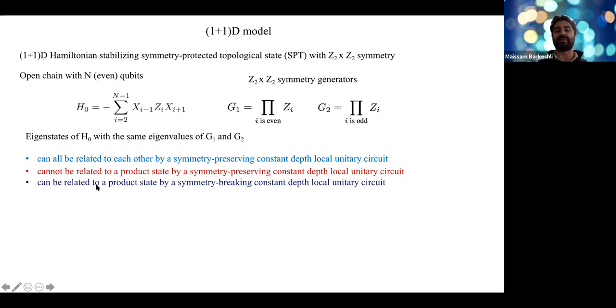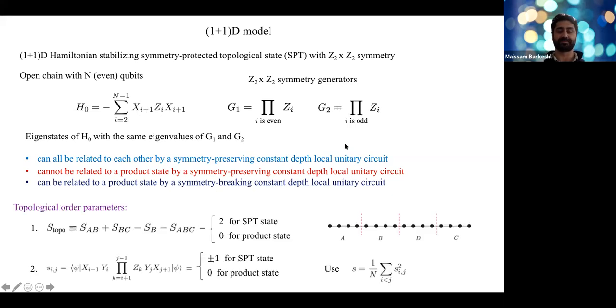However, they can be related to a product state by a symmetry breaking constant depth local unitary circuit. This is basically the statement that it's an SPT. SPT means that it's trivial in the absence of symmetry, but is non-trivial in the presence of symmetry. Although the fact that every eigenstate of H0 can be related to each other by this symmetry preserving constant depth local circuit is more about the fact that this is a commuting Hamiltonian, which just has these Pauli operators, so it's quite simple.